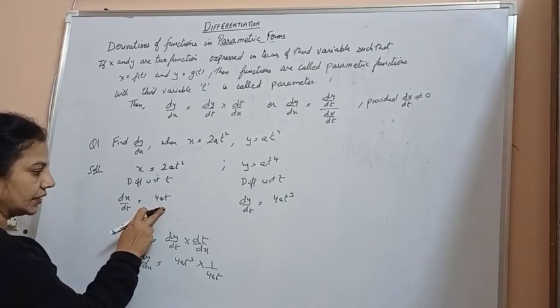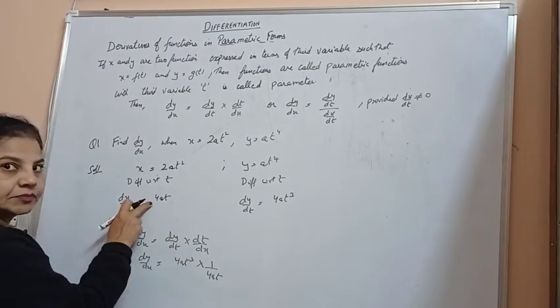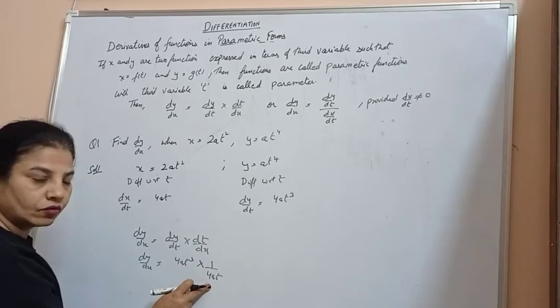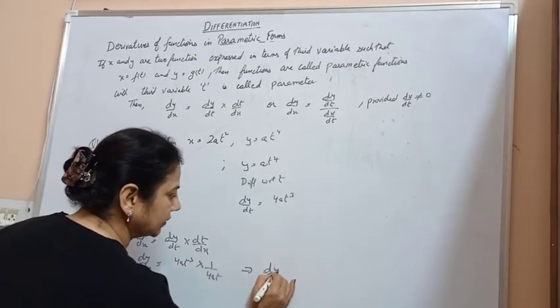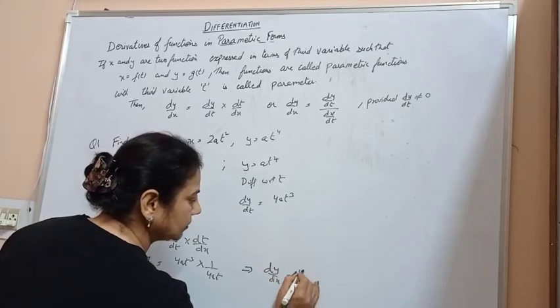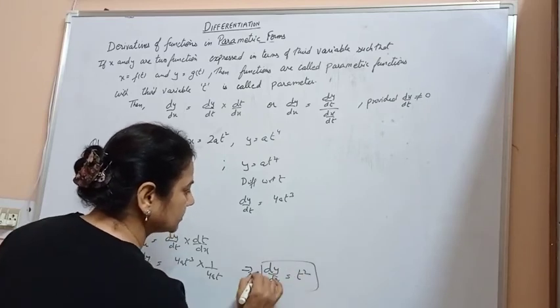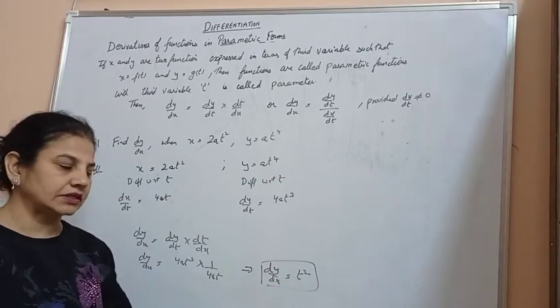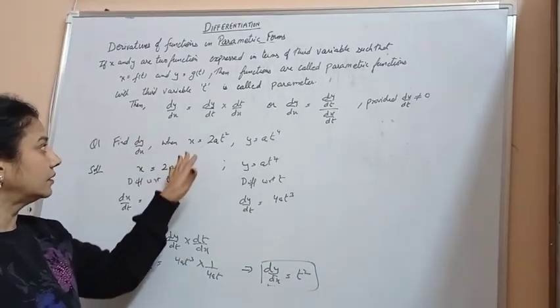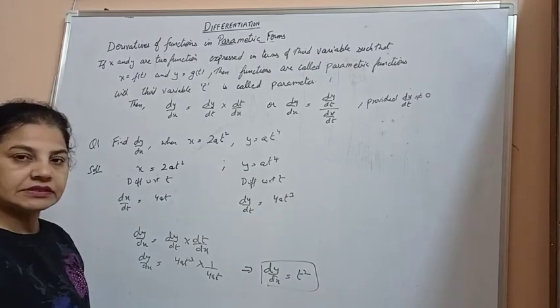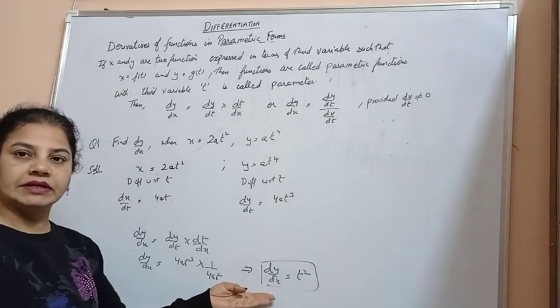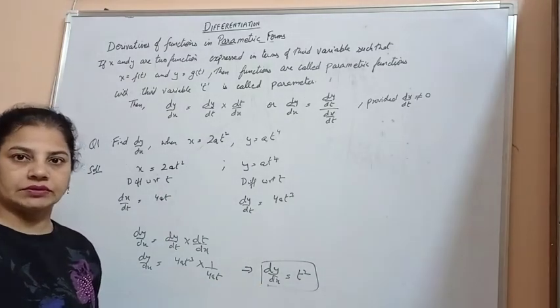Dx by dt is 4at and dt by dx will be the reciprocal of it. So 1 upon 4at. Cancel it out. I get dy by dx is equal to t square. So this is my answer. The derivative of the given function is, to calculate, the two functions are given to us in the parametric form and the parameter is t. So derivative of dy by dx is given as t square.